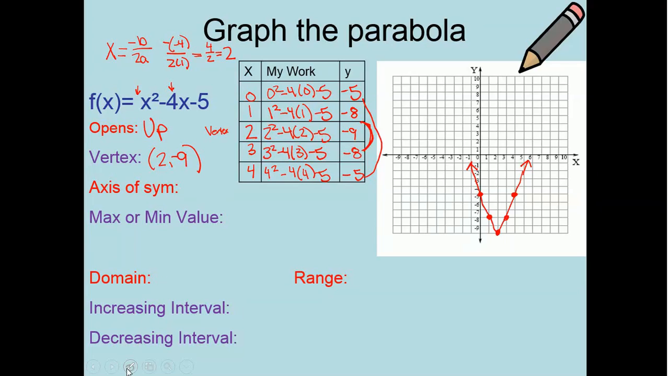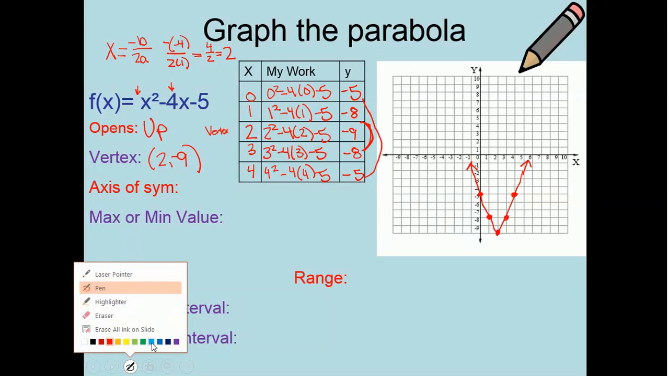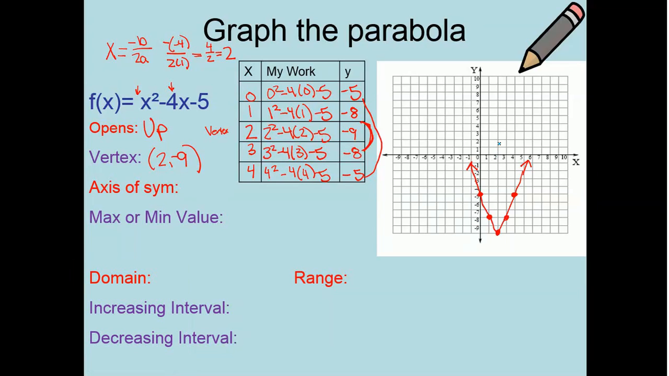Now, my axis of symmetry. Where can I fold this parabola so it's on the same side? Well, it's going to be right here, right? So, what kind of equation of a line would that be? Well, it hits the x-axis at 2. So my axis of symmetry will be x equals 2.